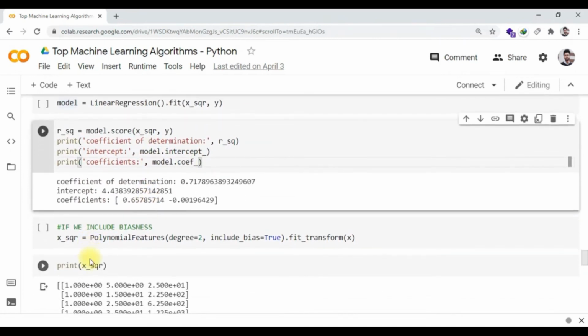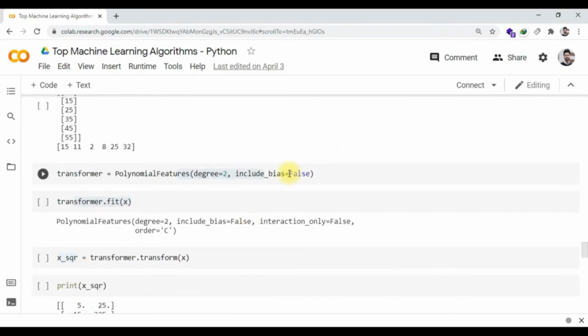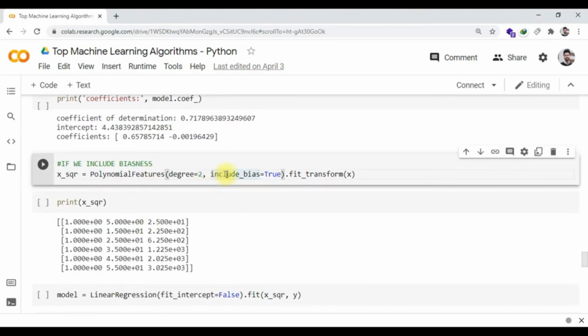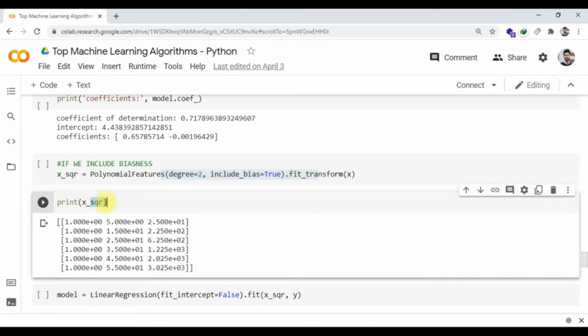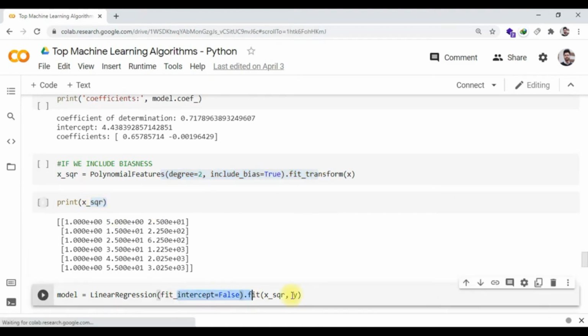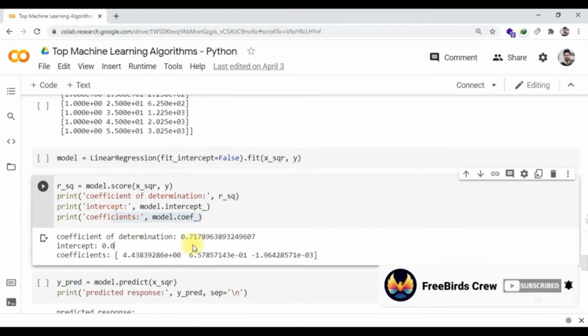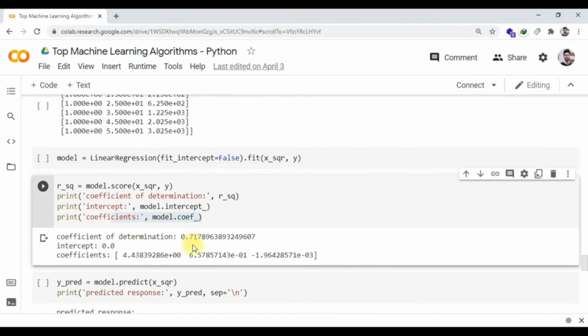Another thing is, here we just excluded the bias, but if we include the bias, we get this column with only ones, which is called the bias. With the help of that, we do the same things as above. We get our x square, we put it into our linear regression model, and we get the values. So you can play around with this and get different kinds of values from here.